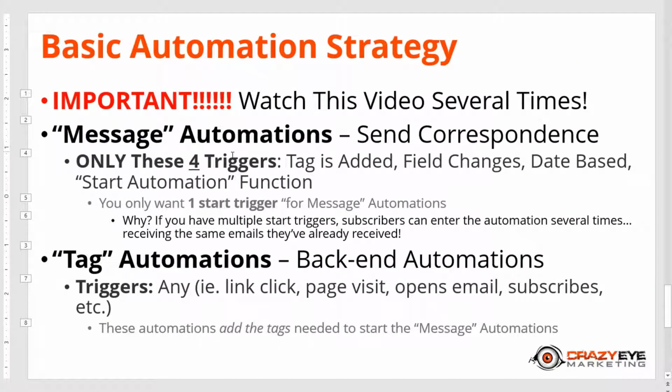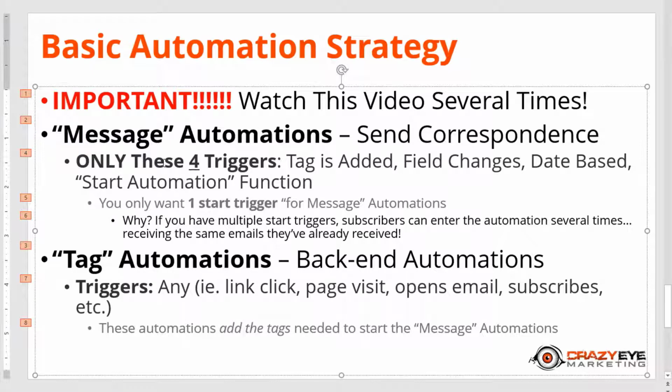Just remember to think of your automations in 2 different ways. You have message automations and tag automations. With message automations, you're sending messages and they only have 4 different start triggers. Typically, you will use the tag is added option, but you might use field changes or date-based or start automation function because you only want the one start trigger for message automations. So that way you don't start sending the same emails again and again and again.